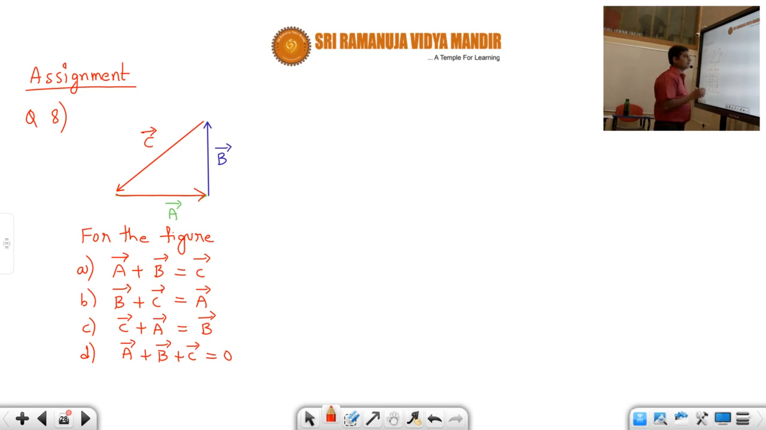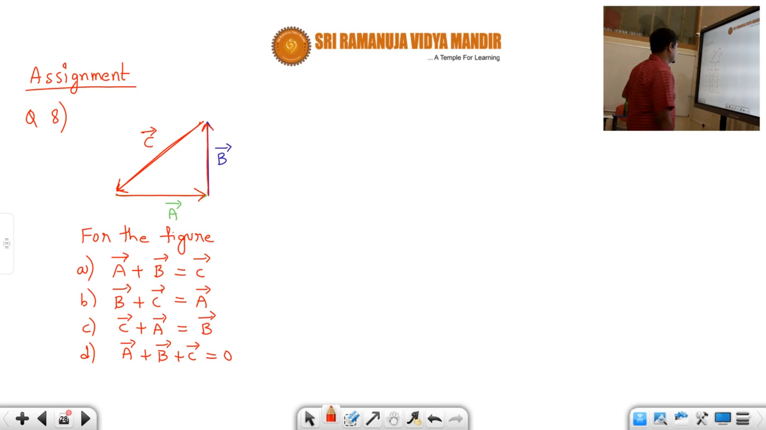The arrow direction is not properly mentioned, and the vector B direction is given upward, students. And then they have given the vector C direction as along the hypotenuse of this triangle downwards. Now for this figure, which one is the correct relation? That is what the question is about.